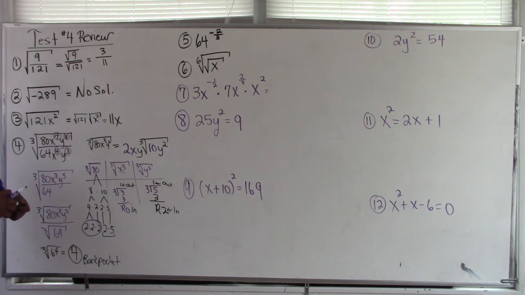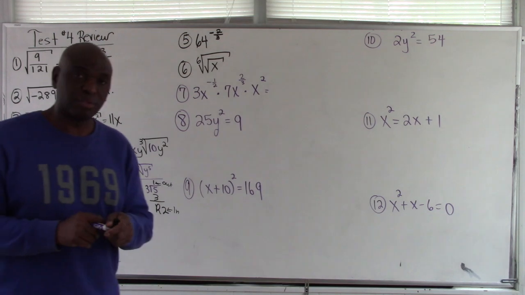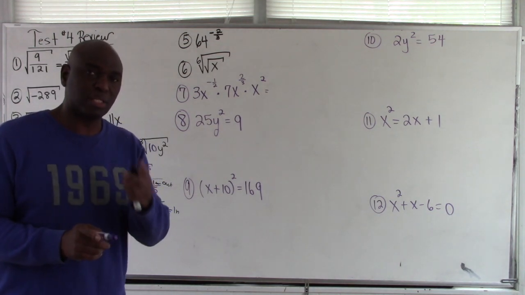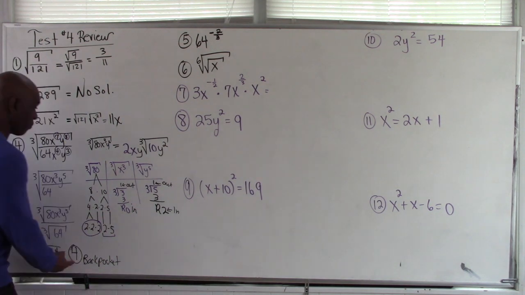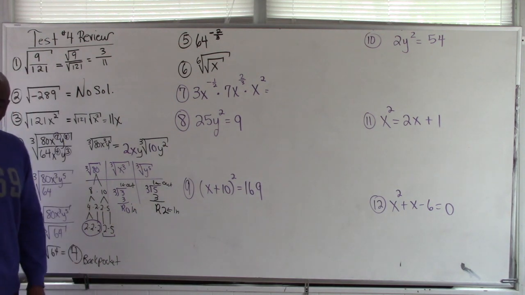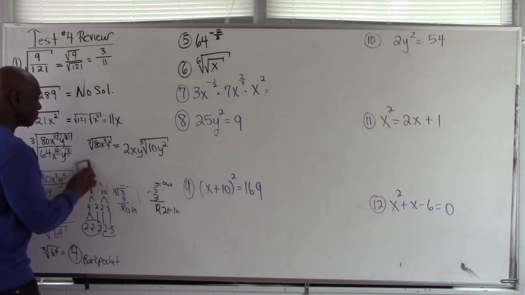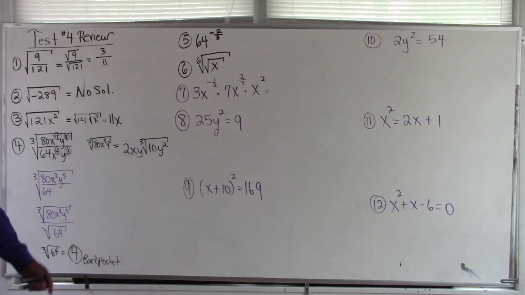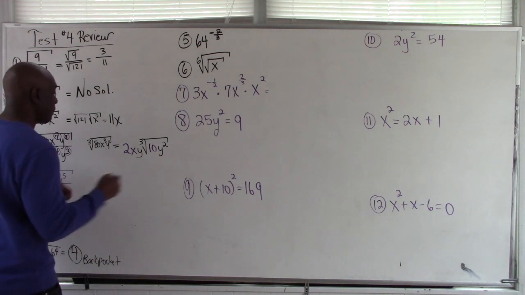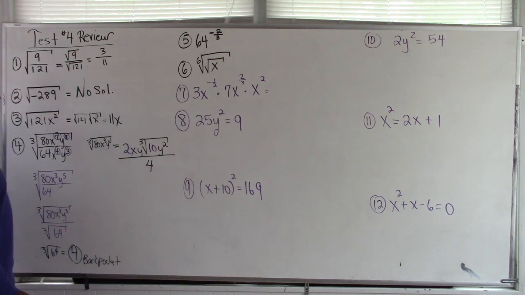Alright, and there you go. There's your answer, right? Good. Oh, wait a minute. What's in the back pocket? Don't forget that. Don't forget the 4. So this has to be divided by 4. And so now you have to simplify it.